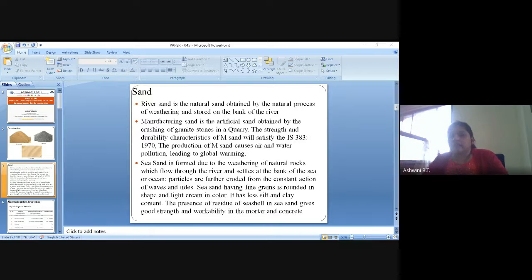So the flow table test is normally used to find the workability of cement mortar, where the cement mortar is placed in the mold, and 25 blows we will apply. The spread of the mortar we are measuring, that is D average is the average base diameter, and D naught is our original base diameter. So D average we will find out by taking the measurement on the disc, and we will calculate the flow of the mortar. So normally the flow of mortar should be 25 mm.